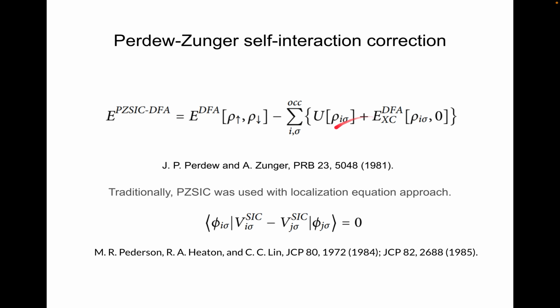Now, if you look carefully at those SIC terms, they depend on rho_i sigma, the orbital density. This is a little bit problematic because now the theory is orbital dependent. Depending on your choice of the orbital density, you get different SIC energies. So the question is, how do you find the appropriate or correct orbital density that can be used with the PZSIC?